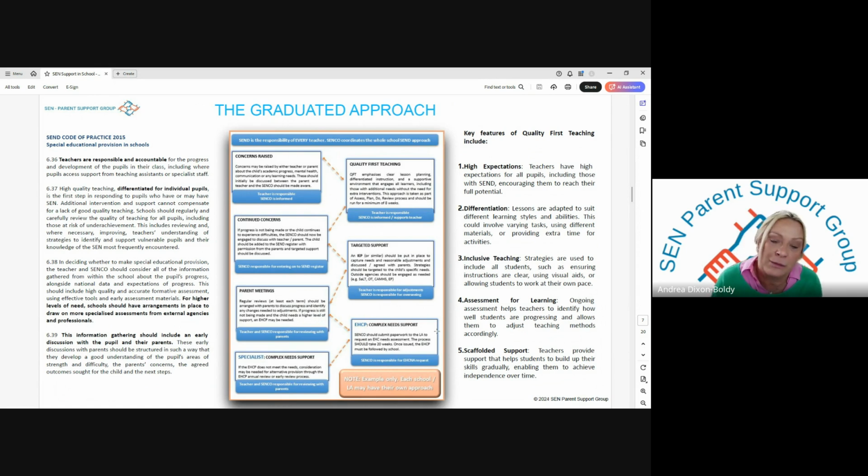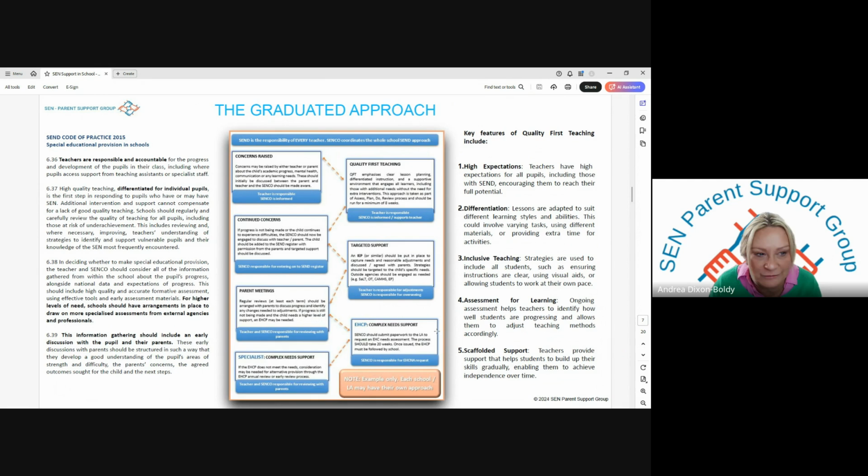However, it may be that differentiation lessons are adapted to suit different learning styles and abilities, involving extra materials or extra time for activities. Inclusive teaching strategies are used, as I've explained, to include all students and ensure there are clear, visual and timely approaches, in order for the child not to be in a position of inequity. The teachers would do the assessments for the learning and scaffolding.